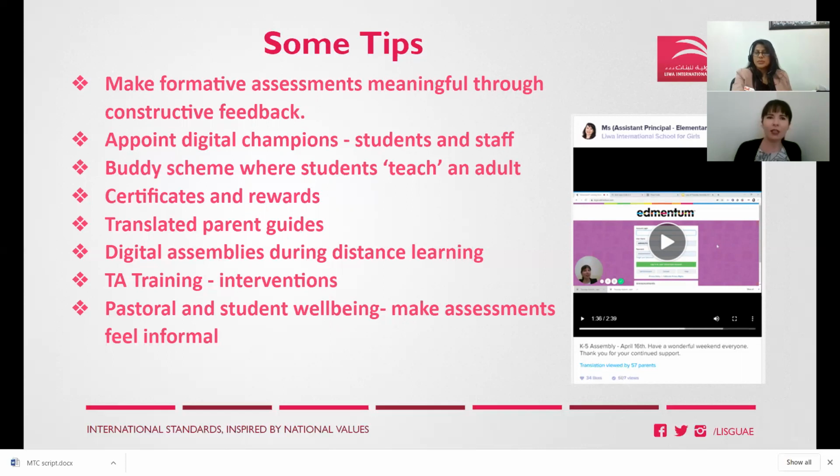Before distance learning started, we appointed digital champions, both students and staff. So within a classroom, there'd be a child who would be a super user with an online platform. So it wasn't always the responsibility of the teacher to help if a child got stuck with a particular program. When we go back to school in September, if it follows a hybrid model, we hope to continue that. And then the next thing would be the buddy scheme.